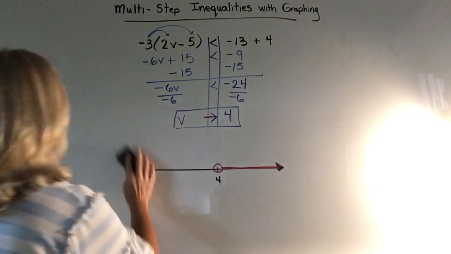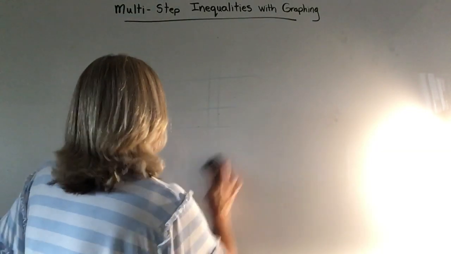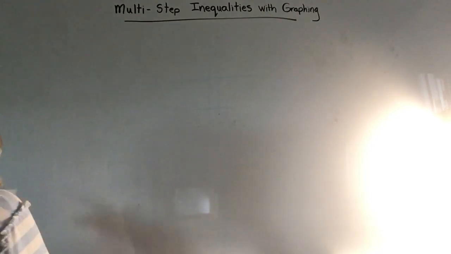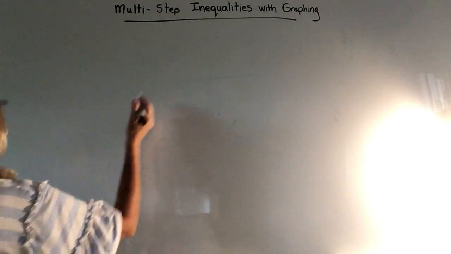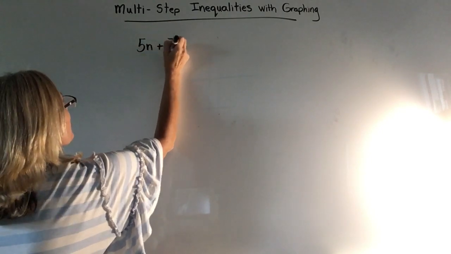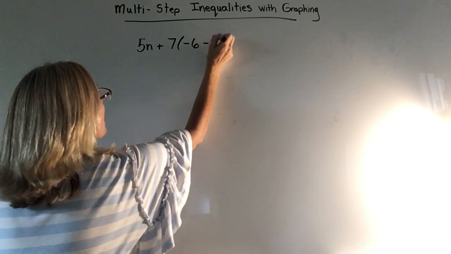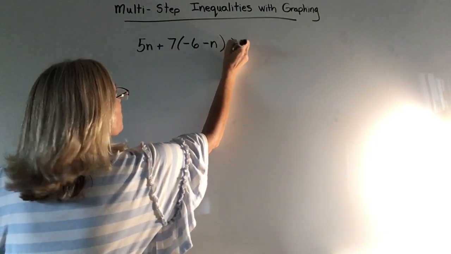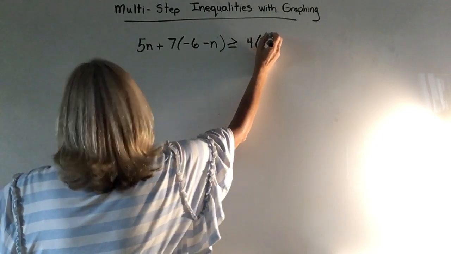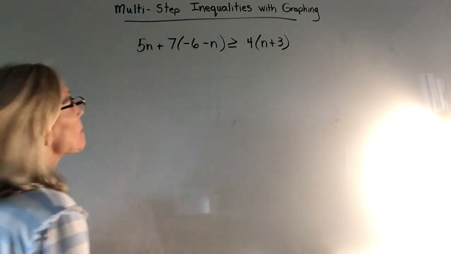All right, let's go ahead and try another. We have 5n plus 7 times the quantity, negative 6 minus n is greater than or equal to 4 times the quantity, n plus 3. Okay, there we go.